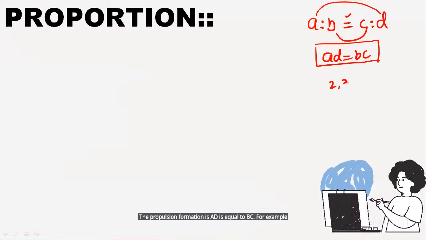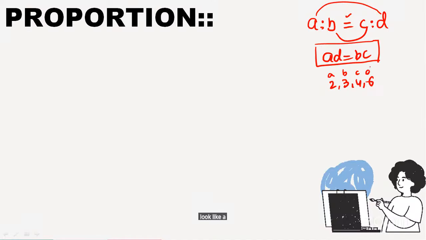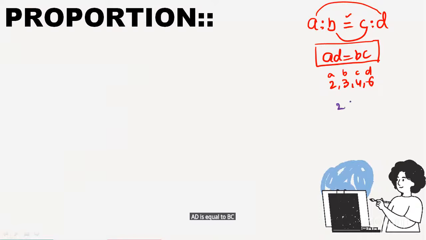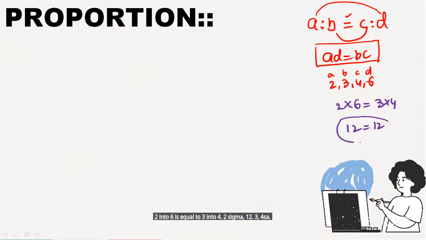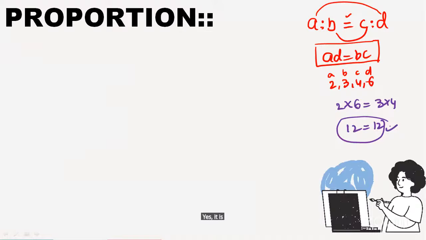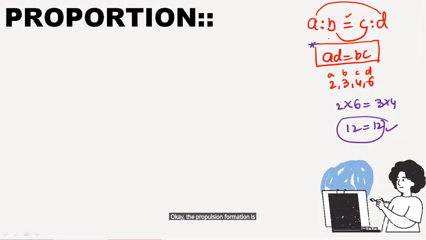For example, 2, 3, 4, 6. Find out the proportion. Look like A, B, C, D. What is the proportion formation? AD is equal to BC. 2 into 6 is equal to 3 into 4. 2 6s are 12, 3 4s are 12. 12 is equal to 12. Is it a proportion or not? Yes, it is a proportion. Proportion means two ratios are equal. The proportion formation is AD is equal to BC. This point is very, very, very important, guys.